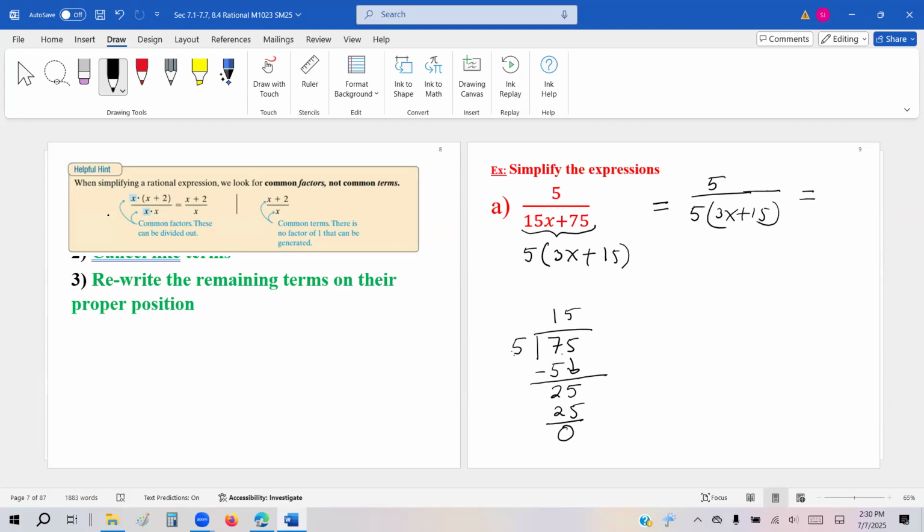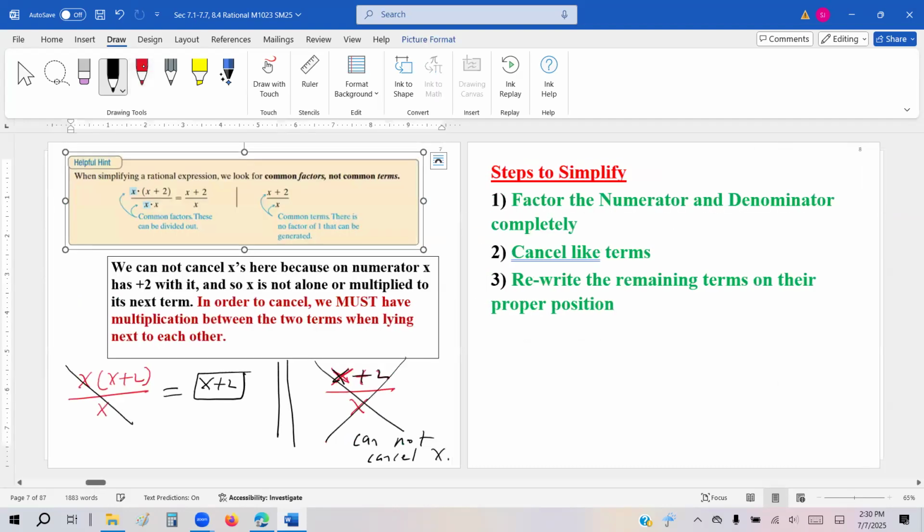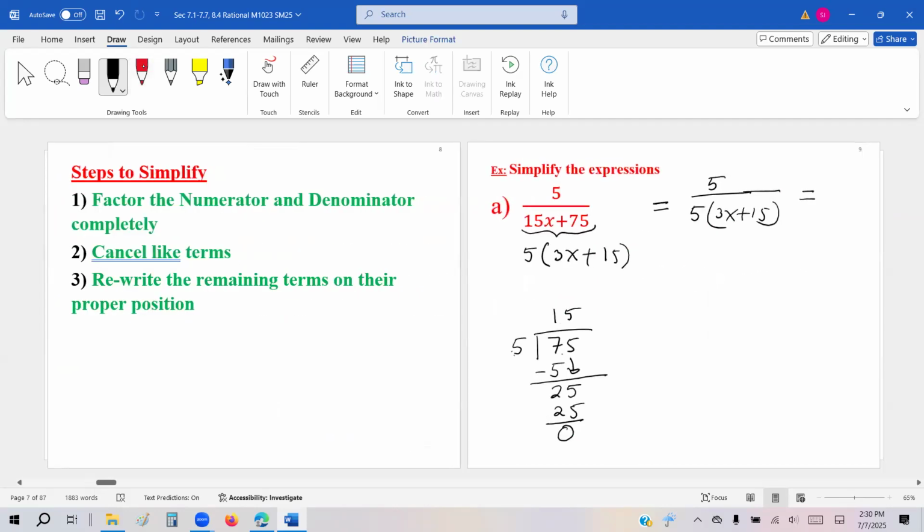Can you cancel 5 from the numerator and denominator? We can, because the denominator 5 has multiplication on the left side and multiplication on the right side. So you're allowed to cancel. And now what remains? 3x plus 15, definitely. But what is its position? On the denominator.